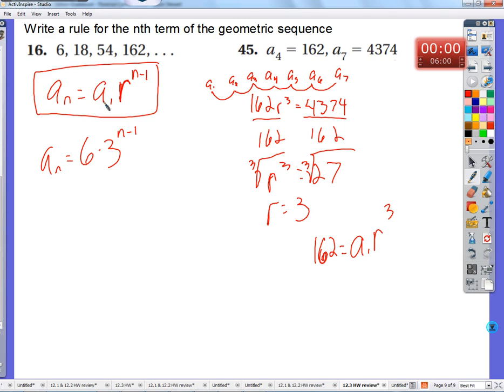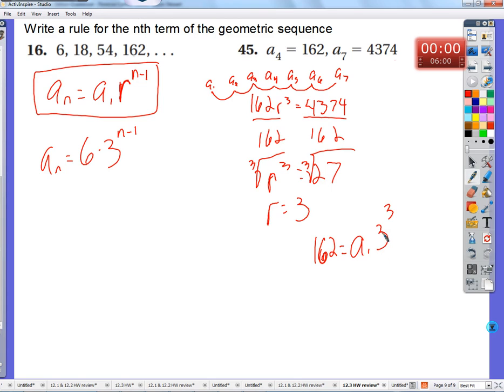But I know that a sub 1 times r to the n minus 1 equals a sub n. I know an a sub n. Actually, I know two a sub n's. I could have used either one that I want. Whichever way you think of it, you pretty much get to the same place, except that I put r here instead of what r is, which is 3.